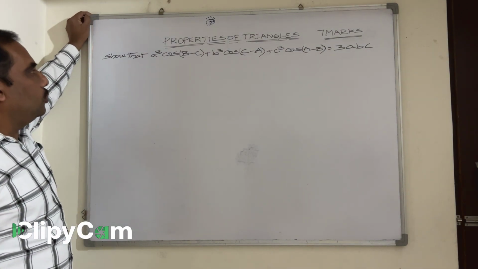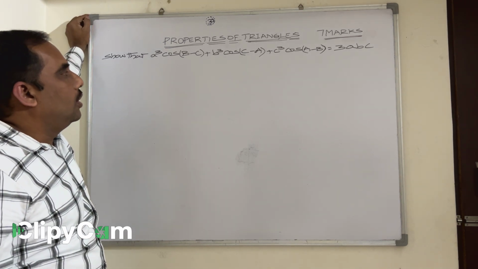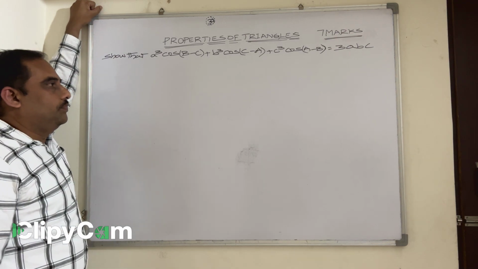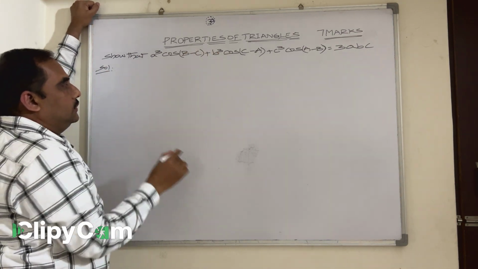Show that a cube cos(b minus c) plus b cube cos(c minus a) plus c cube cos(a minus b) is equal to 3abc. Now here in the solution, taking LHS.